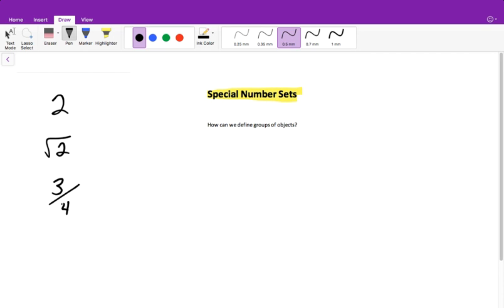All right, so there's different ones that we're going to discuss now in this video, and by the end of this, you'll be able to say what number set 2 is in, what number set square root of 2 is in, and what number set 3/4 is in.